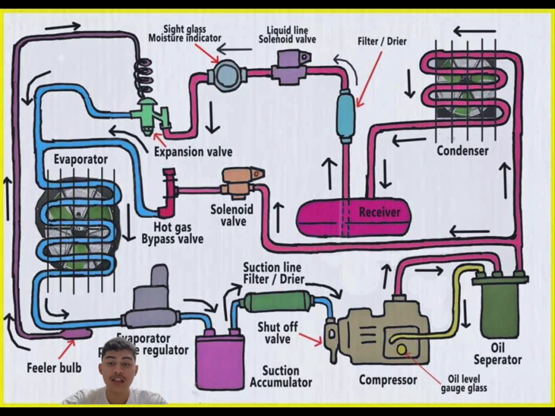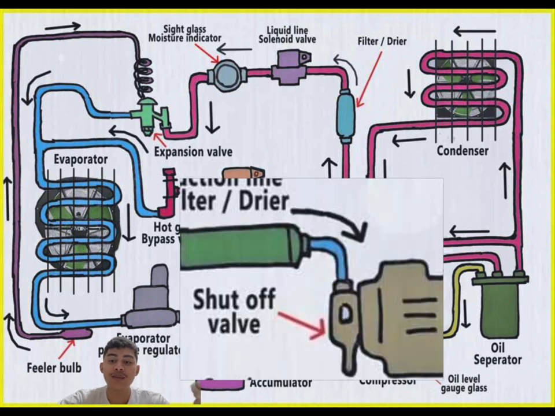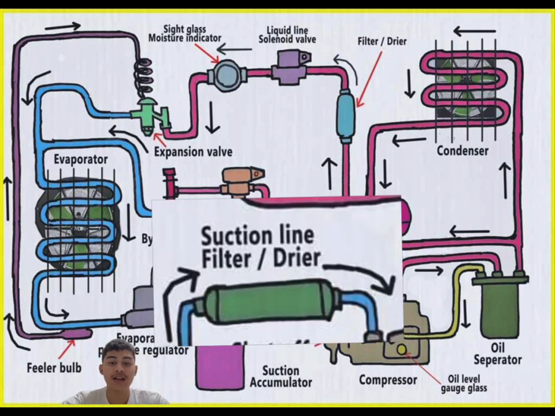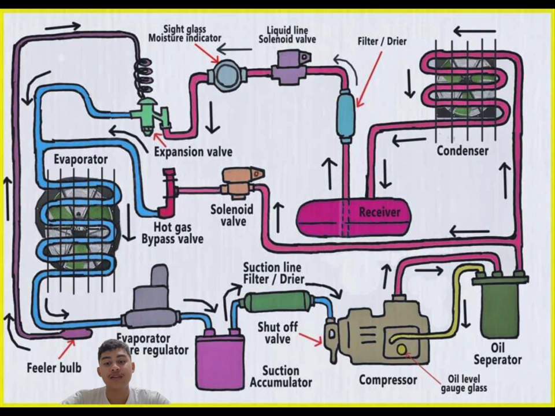Then we have the shut-off valve. The function of this is to manually isolate sections of the system for service or maintenance. And then we have the suction line filter or dryer, to remove moisture and contaminants from the vapor refrigerant before it enters the compressor.